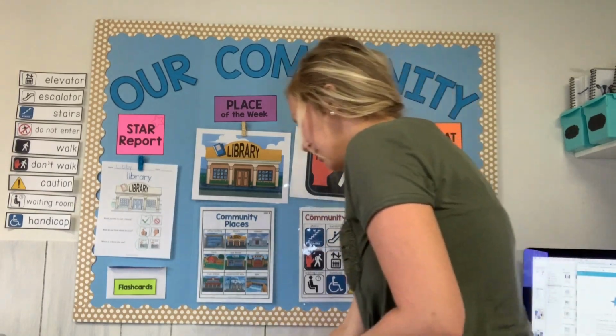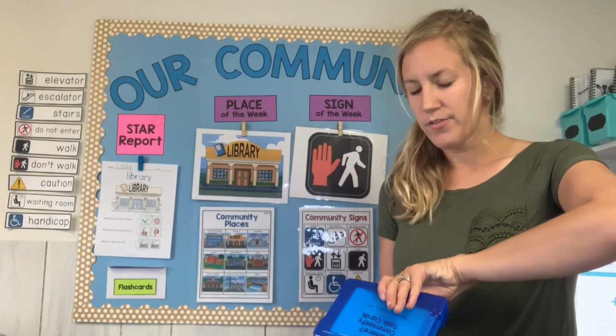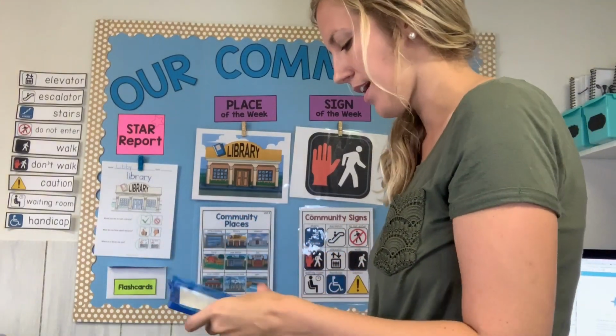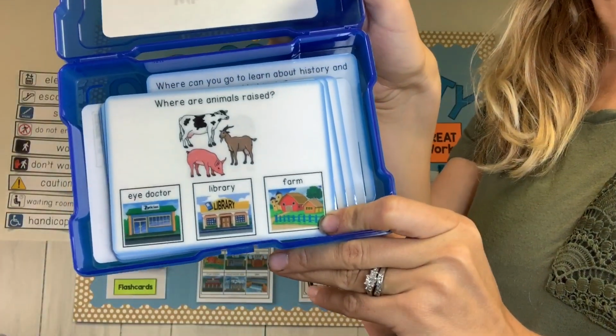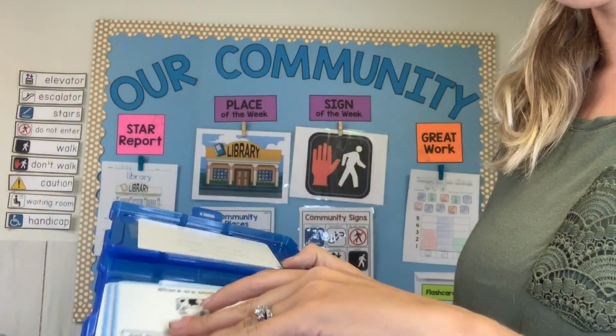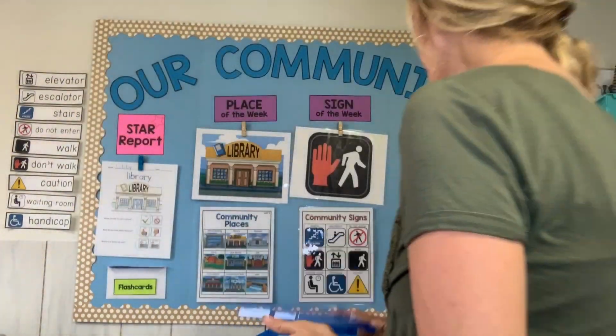And then Community Places has task cards, and then for community signs, I actually have file folders. So just a little bit of different activity there, and that's what the task cards look like. So there's visual options for each one, okay?